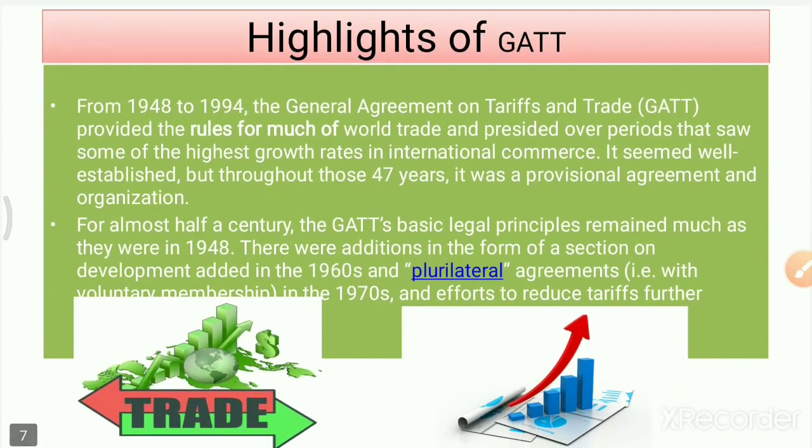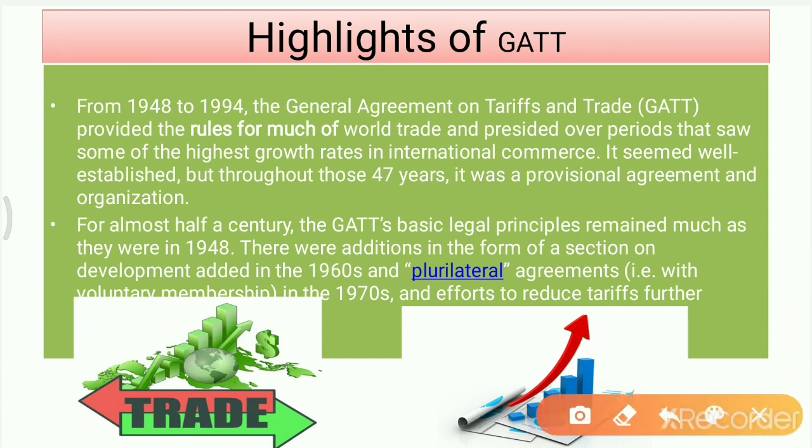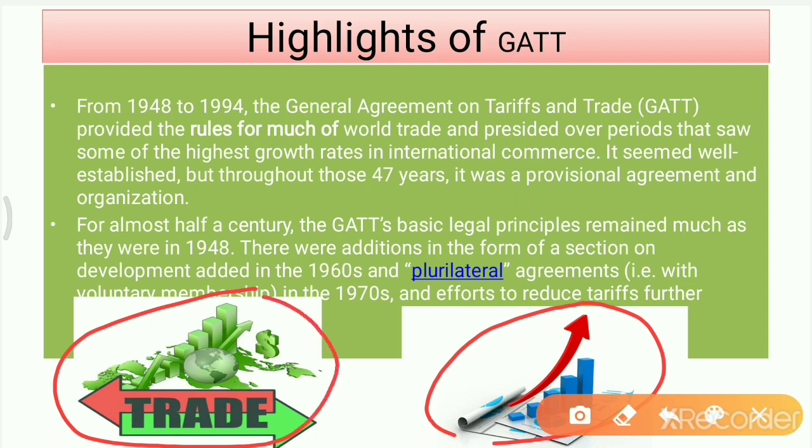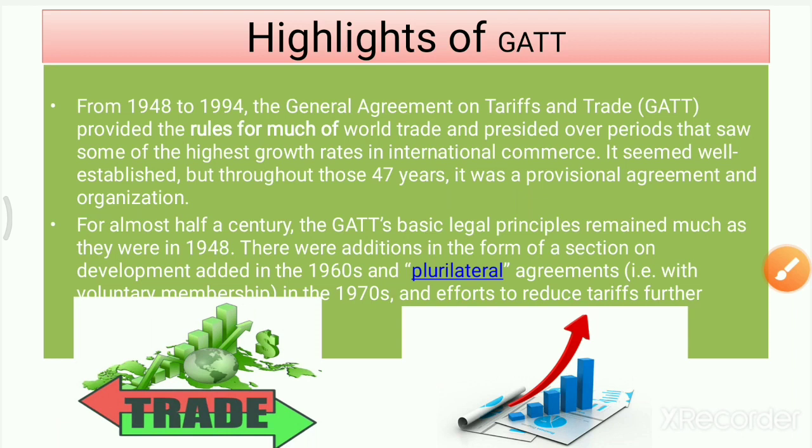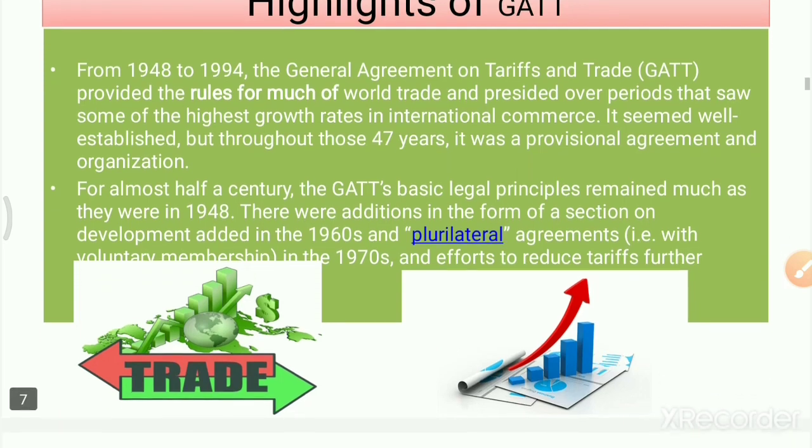How did this GATT work? From 1948 to 1994, that means for almost half a century, GATT was in existence. Due to this GATT, if you look at these graphs, what this suggests is that there was an increase in the number of agreements, and it led to improvement and growth in international trade.